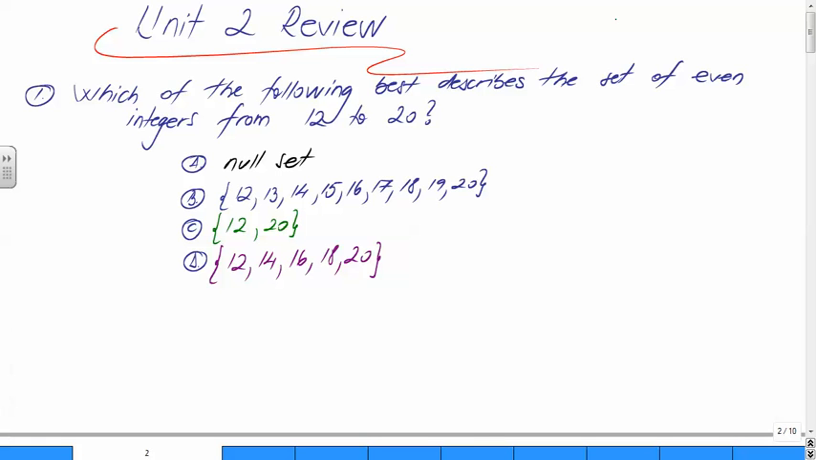Let's solve this problem that will be on your test. You will have a similar problem. Let's remember how this type of question should be answered, right? Which of the following best describes the set of even integers from 12 to 20? All right? And to answer this question, you have four options. But you definitely need to recall what even number means, right?